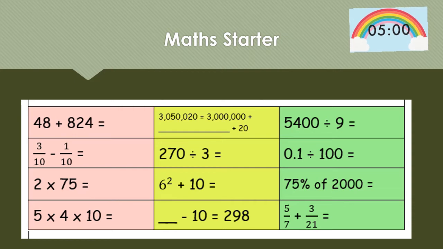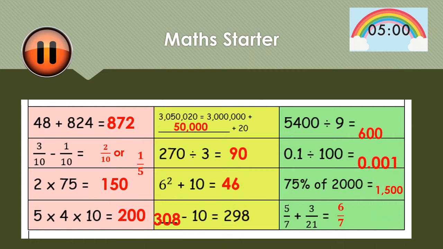Fantastic, and we'll go through the answers. So, 48 plus 824 is 872. The easiest way to do that is to do 824 add 40, which is 864, and then add on the 8, and you get 872. 3/10 minus 1/10 equals 2/10, and if you simplify 2/10, you get 1/5. 2 times 75 equals 150. 5 times 4 times 10. 5 times 4 is 20, and 20 times 10 is 200.